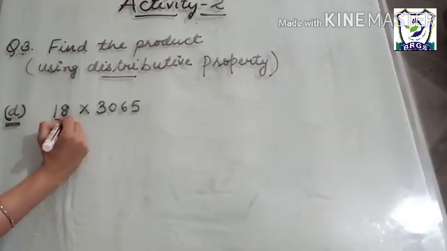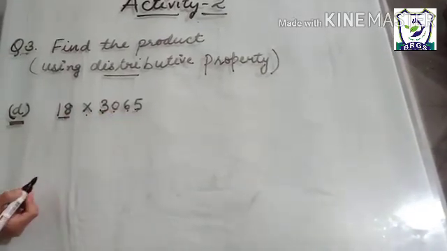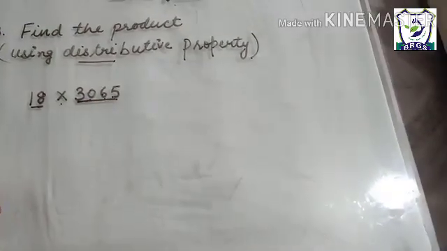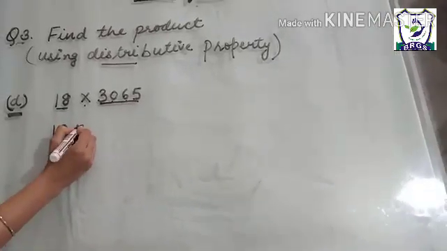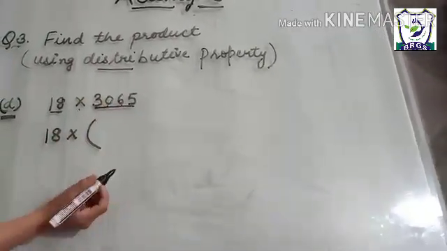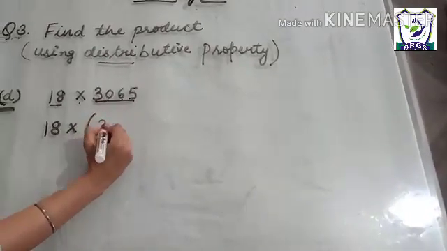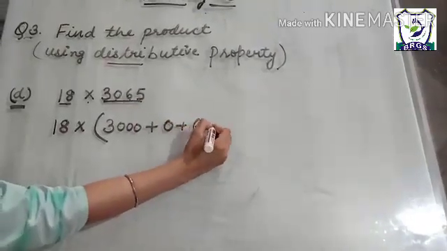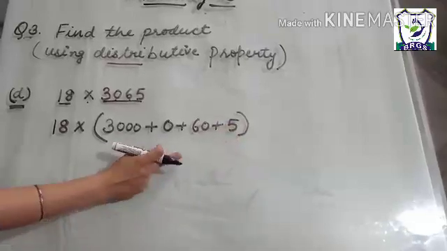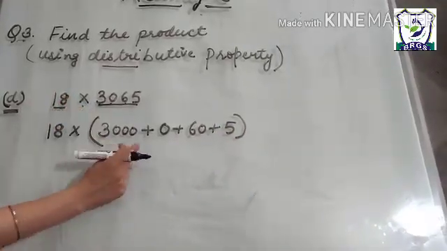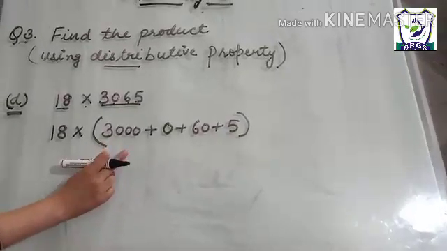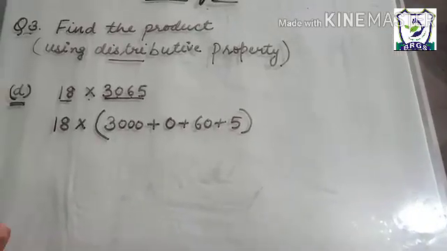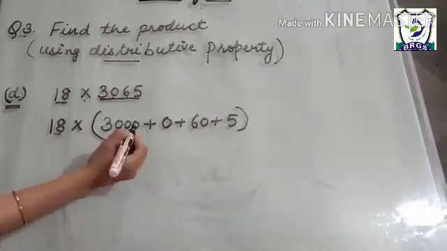Students, here you are given 18 multiply 3065. Students, I have already told you during this property that always split the bigger number into short forms, like 18 into. What will be the short form? This is 3000 plus, next one is our 0 plus 60 plus 5. And students, you can see this, the bigger number is split into this form, and this is the expanded form of the number. Okay student, what is this? This is the expanded form of the number. Now what we will do, we multiply this 18 separately by all these numbers.